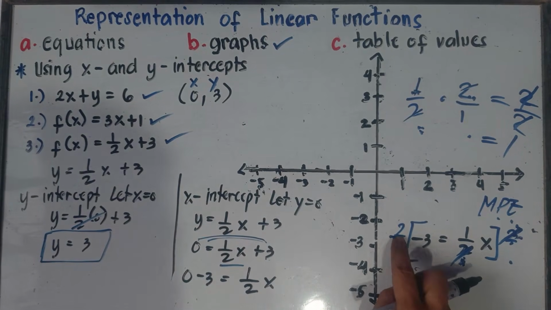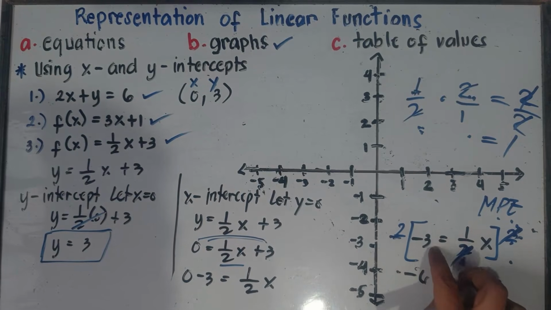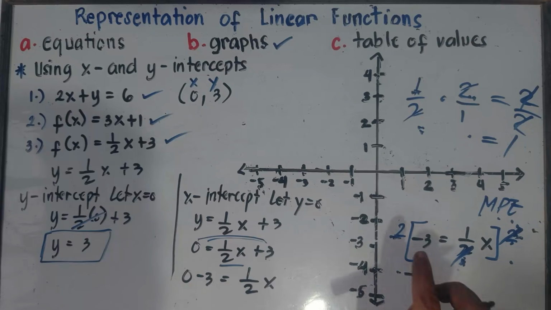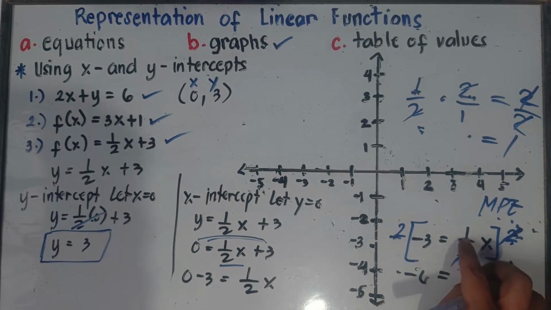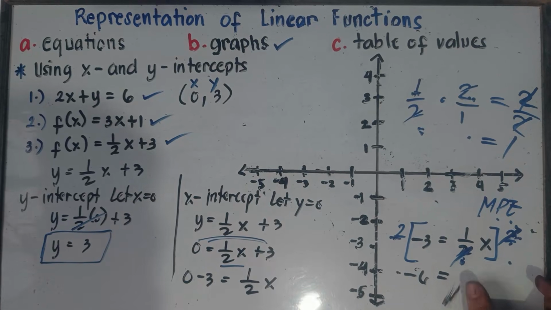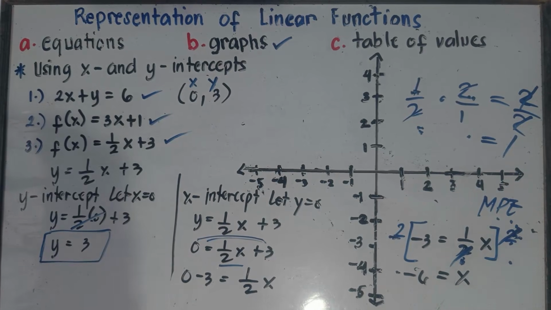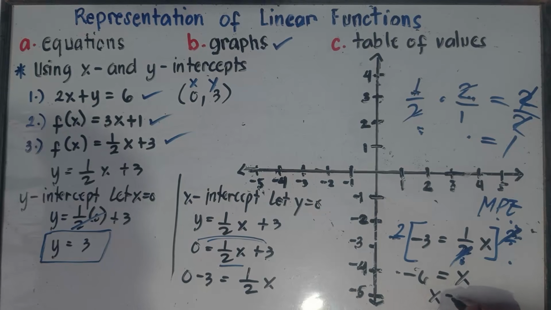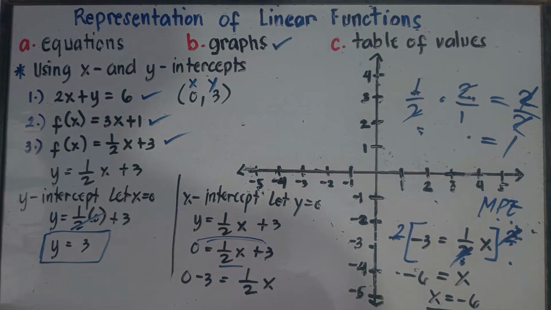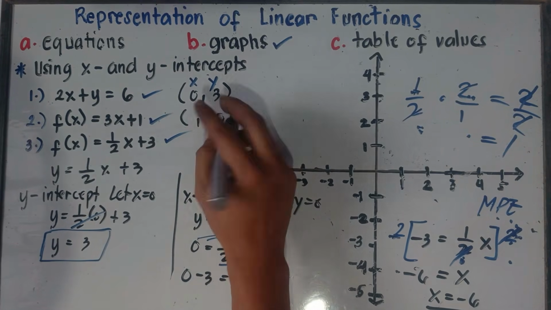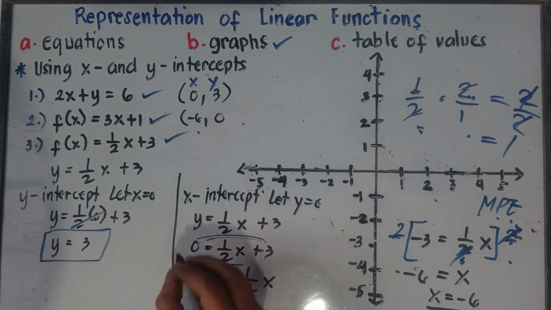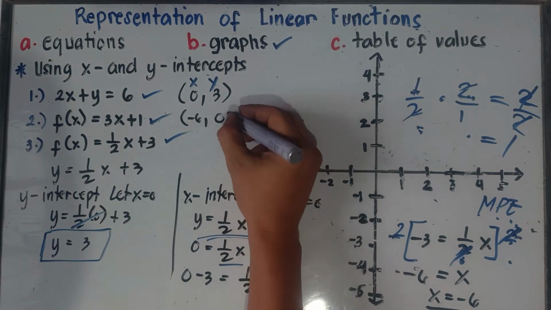And then 2 times negative 3, that would be negative 6. Positive times negative is negative, and 2 times 3 is 6. So 2 times negative 3 would be negative 6 equals, we cancel this out, so 1 times x would be 1x, which is equal to x. 1x is just the same as x. So therefore, the value of x would be negative 6. We can write this as x equals negative 6. So if y is 0, x is negative 6. If x is negative 6, y is equal to 0.